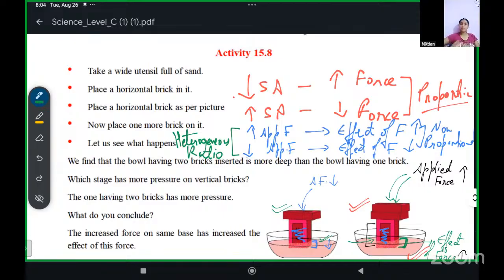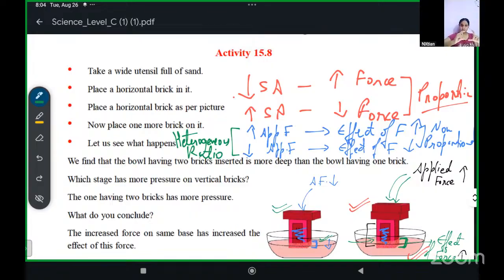So this is in proportion. What is the proportion here? One thing increases, one thing decreases. Surface area is lesser, force will be more. Surface area is more, force will be less. Whereas in the second thing, the more force you apply, the more will be the effect of force. The less force you apply, the less will be the effect of force. That is known as heterogeneous ratio.